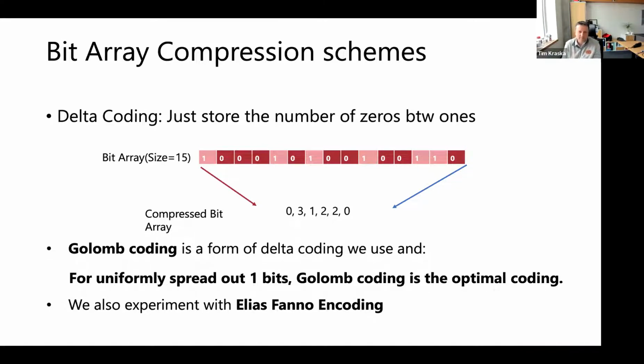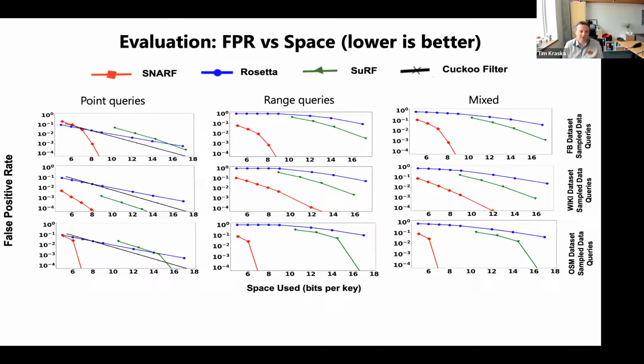What we use in the paper recently is Golomb encoding, which you can actually show is optimal in the case that the bits are evenly spaced in between. Yeah? So if the CDF were perfect, Golomb coding would be the best possible choice as well. So now comparing our learned range filters with the traditional ones.